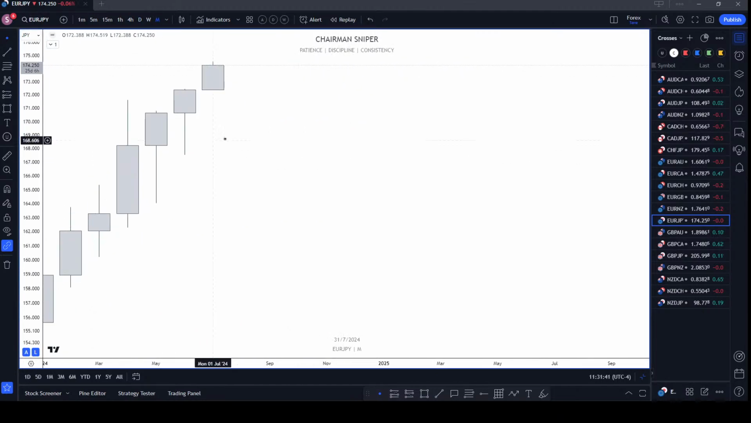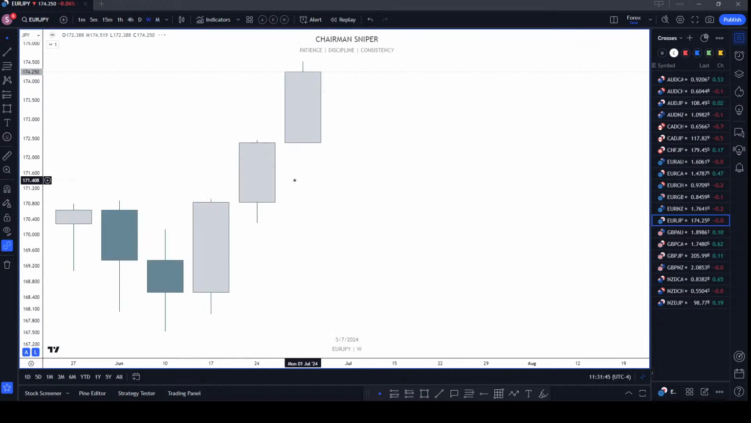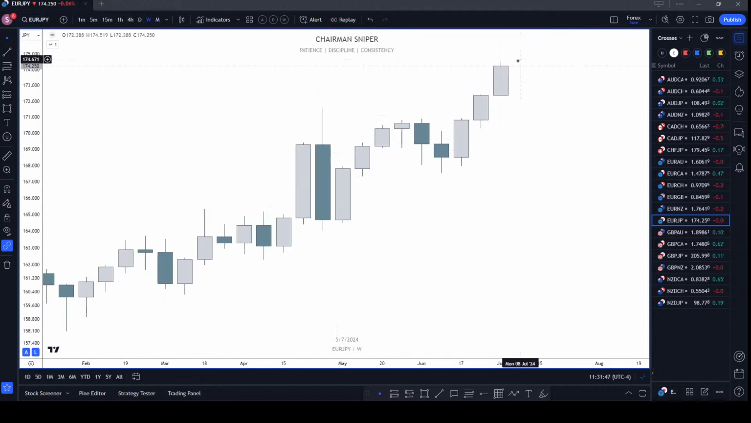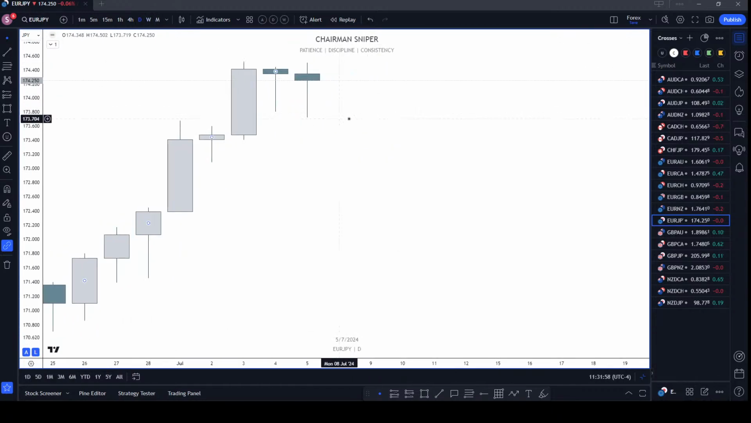EJ, creating a breakaway gap on the monthly. On the weekly, we have a breakaway gap right here. So this week could potentially be a consolidation since we are creating another fair value gap right here. The daily, we did tap into this fair value gap.